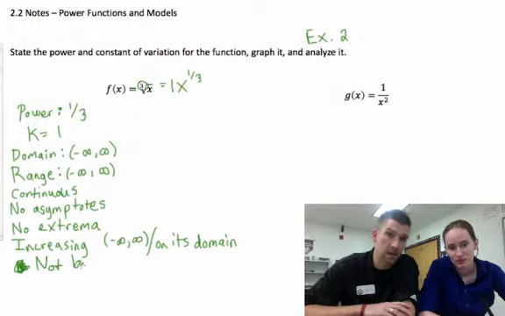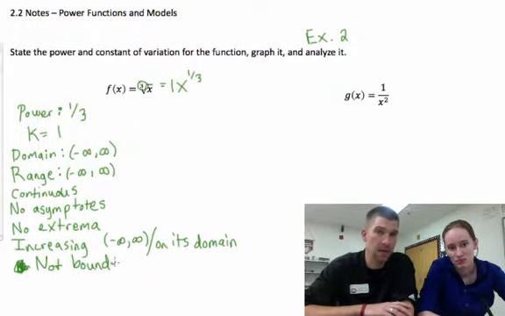Another way to think about bounding is to ask, is there a ceiling or floor that is a barrier to our graph that we don't ever go through? And there's not in this case. It just keeps going up, keeps going down, forever and ever.